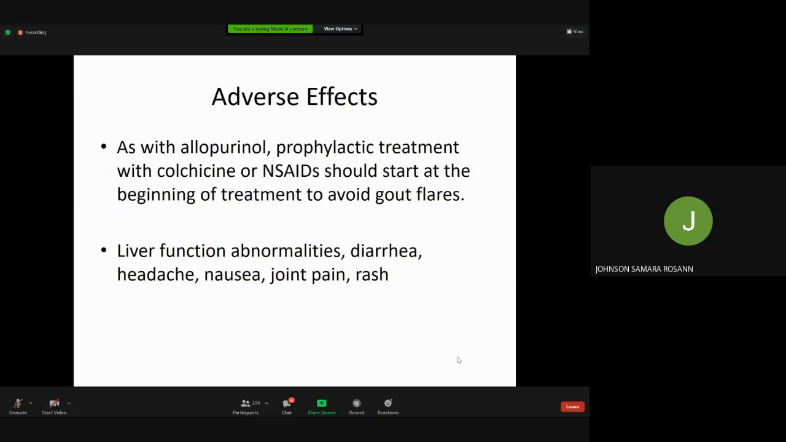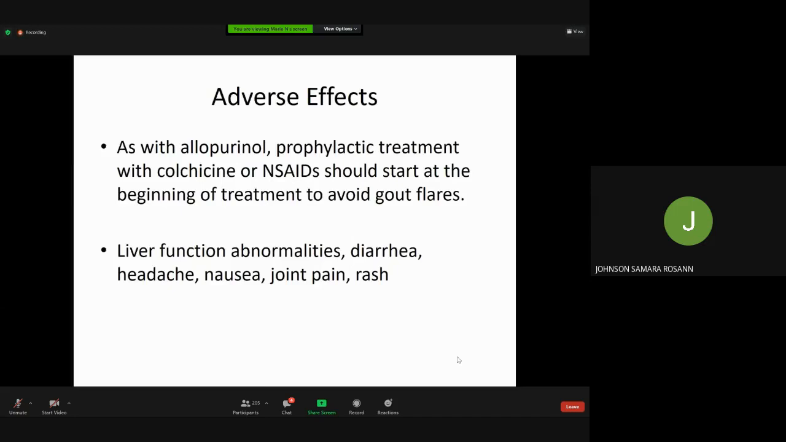So just like what we've said with allopurinol, as you start giving febuxostat and lowering the uric acid, you may also want to give prophylaxis for acute flares with either colchicine or NSAIDs to avoid the precipitation of the uric acid in the joints.